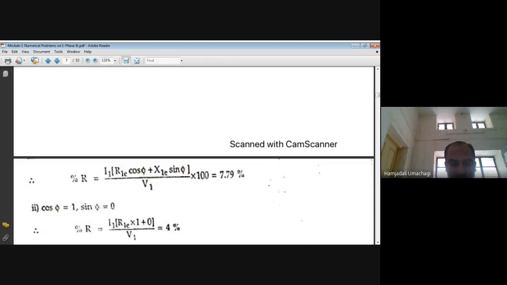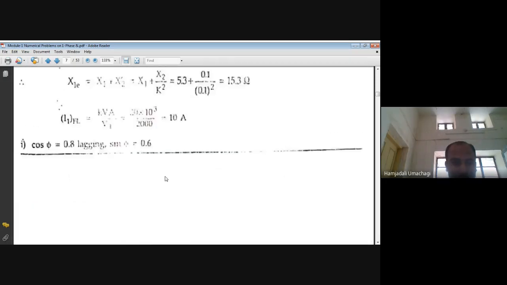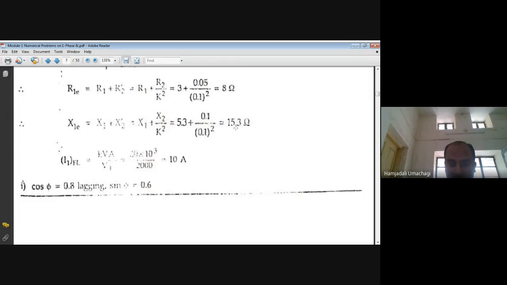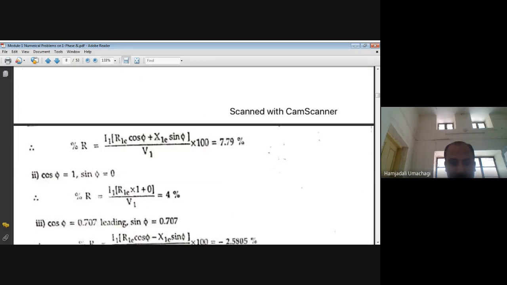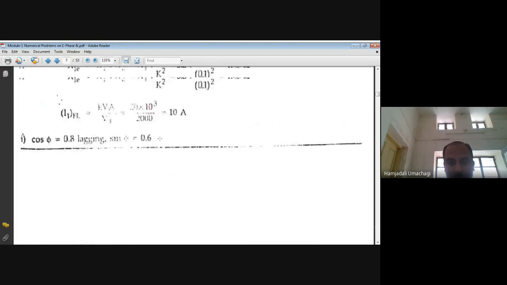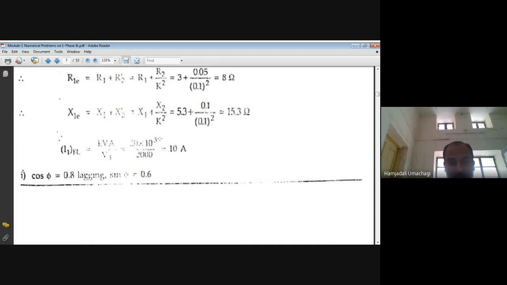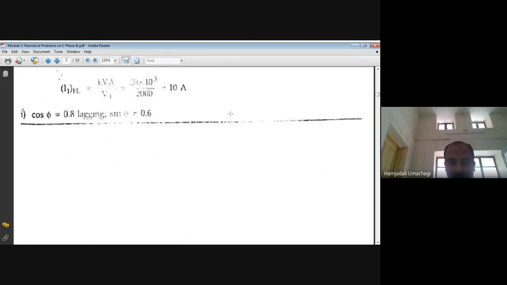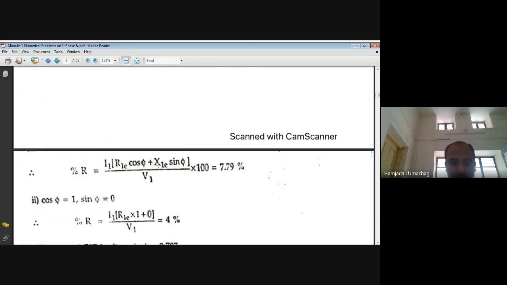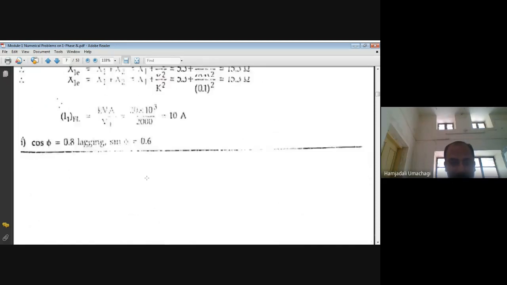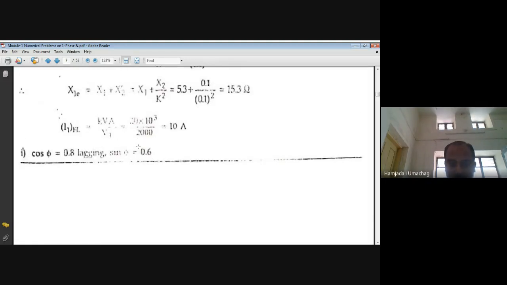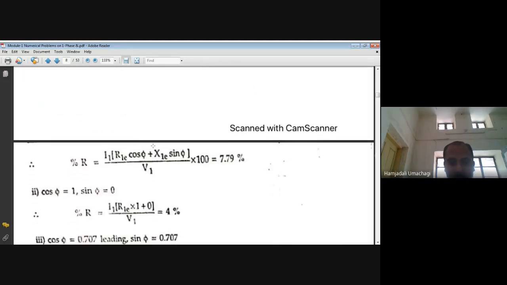Then R1E, X1E. R1E is 8 and X1E is 15.3. Cos phi is 0.8, sin phi is 0.6, and V1 is 2000. So substitute, then you are getting percentage regulation for cos phi equal to 0.8 lagging. The answer is 7.79%.